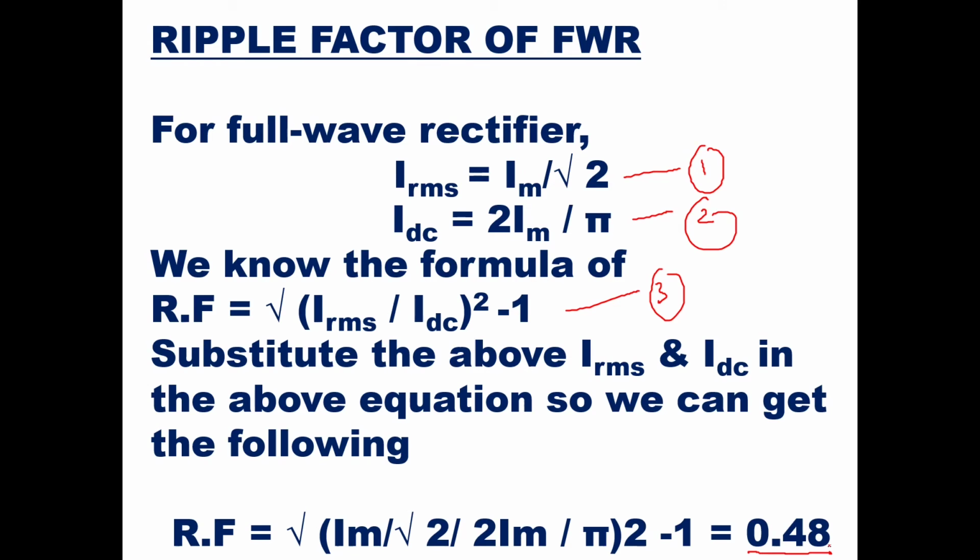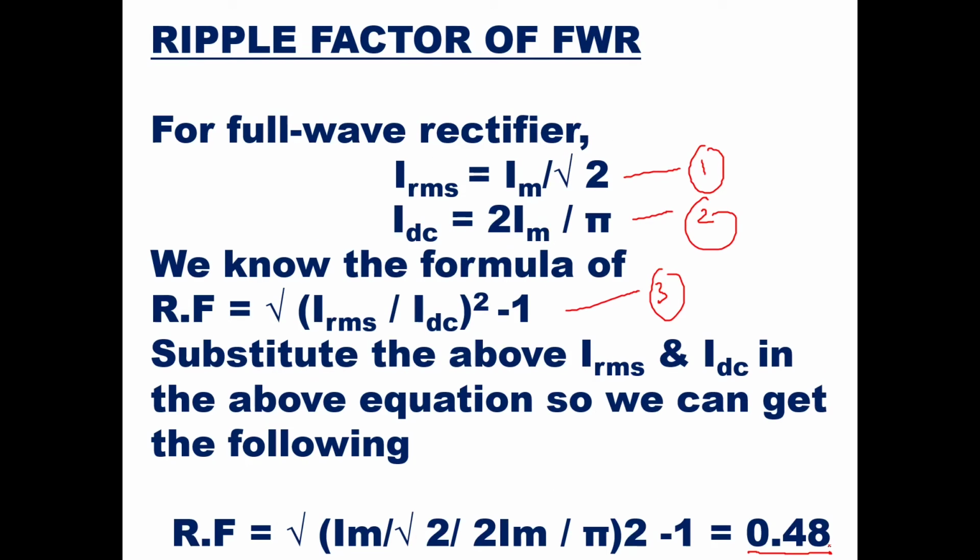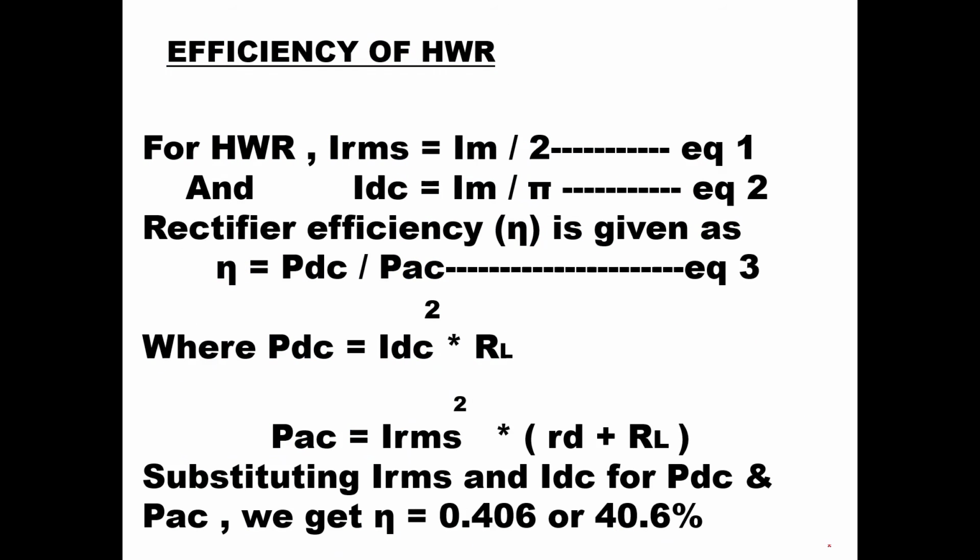So earlier we saw the ripple factor for the half wave rectifier was 1.21, and now we are seeing the ripple factor for the full wave rectifier is 0.48. So it is exactly half of what we had for the half wave rectifier. Then we'll go on to see the efficiency of the half wave rectifier.